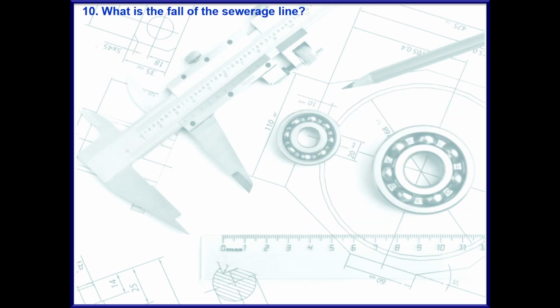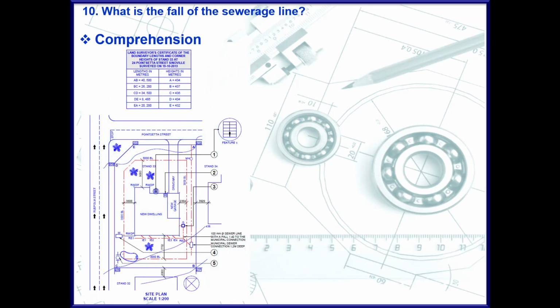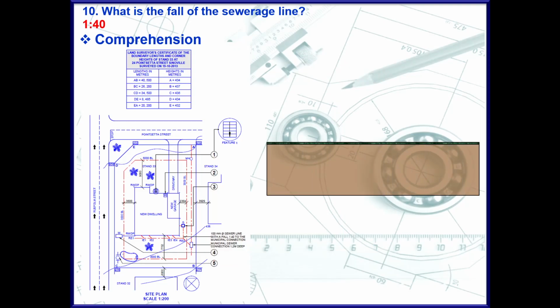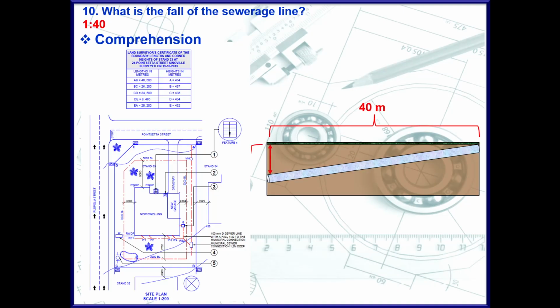Question 10, what is the fall of the sewage line? So this is also part of my comprehension. If I look at my site plan, I can clearly see that some information was given. So I can see a 100 millimeters diameter sewer line with a fall of 1 to 40 to the municipal connection. So if I ask the question, what is the fall of the sewer line, it will be 1 to 40. Just to explain the 1 to 40, if I look at my ground level and I look at the sewer line underneath the ground, over a distance of 40 meters my sewer line will fall by 1 meter.